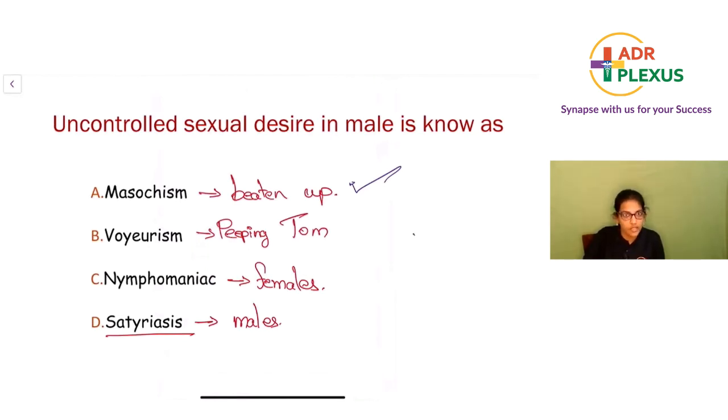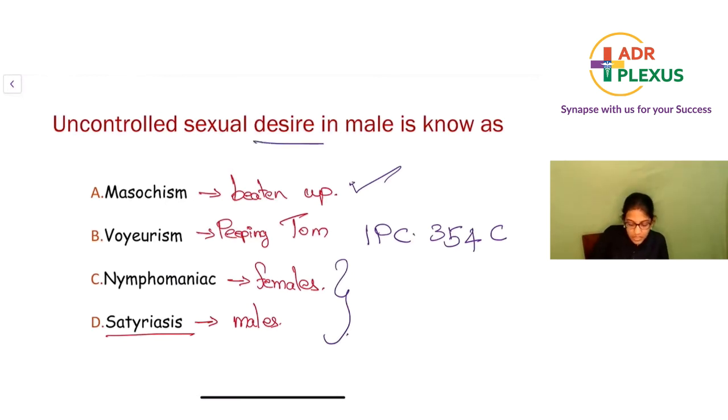Voyeurism is punishable under section 354C of the IPC. C is for seeing. So section 354C punishes voyeurism. Now, when it is restricted only to uncontrolled sexual desire, it is not punishable. But once the person acts upon it, then it becomes punishable. So that's as simple as that.